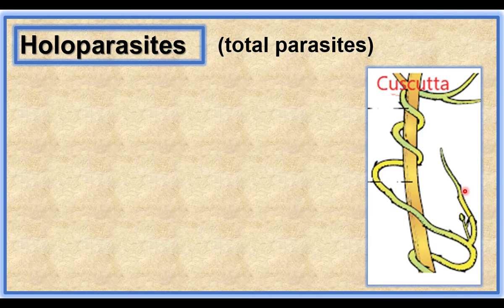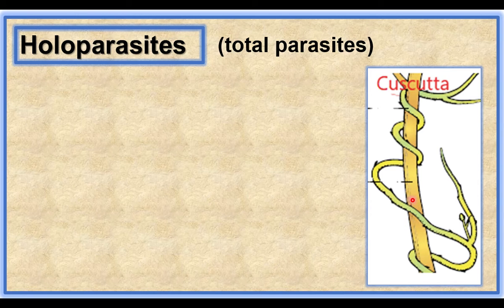Cuscuta is an example of a total parasite. It is a stem parasite. Here the weak-stemmed plant coiling around the support is Cuscuta, and the support plant is the host plant. It is a stem parasite.